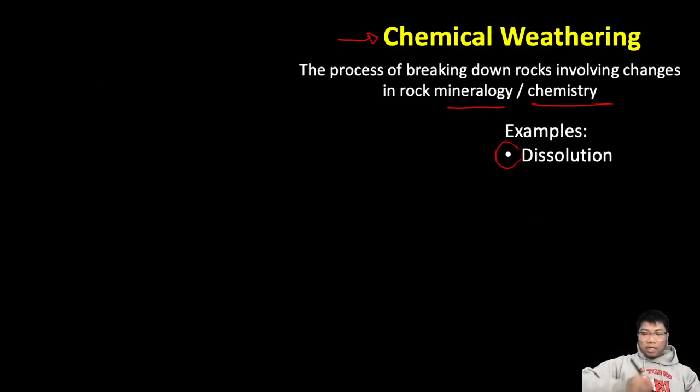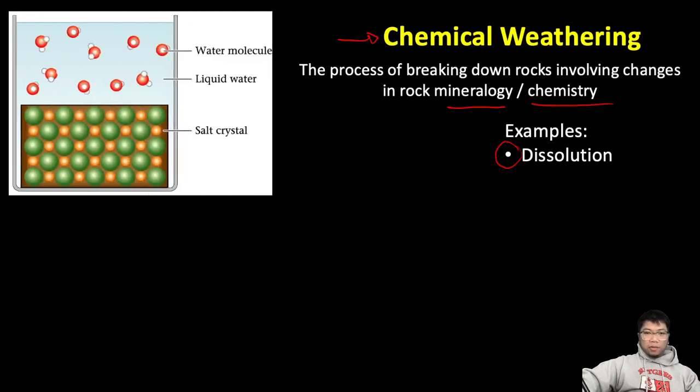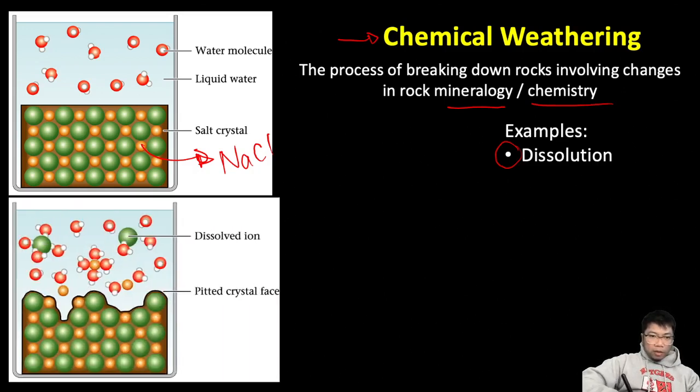One example that I'm going to show you is dissolution. For example, if you have salt submerged within water, salt typically consists of sodium and chloride. These ions of sodium and chloride can be removed by dissolving into water. The water molecules will attach themselves to these ions of sodium and chloride. This process is the dissolution.